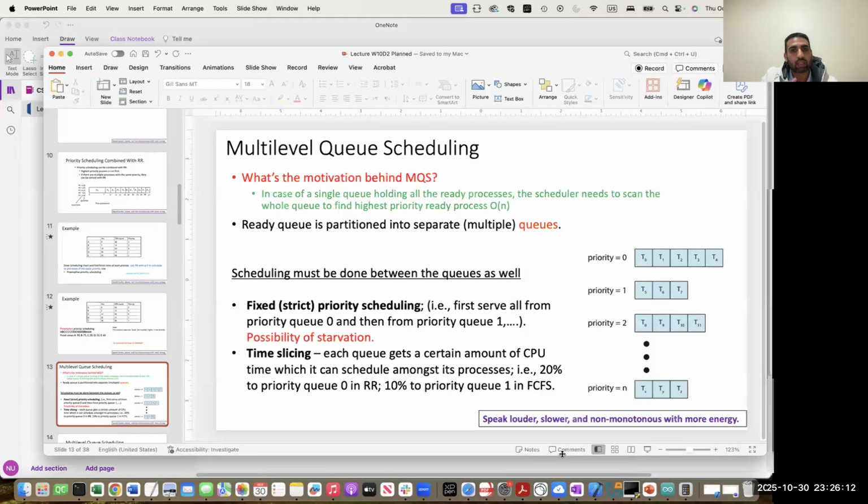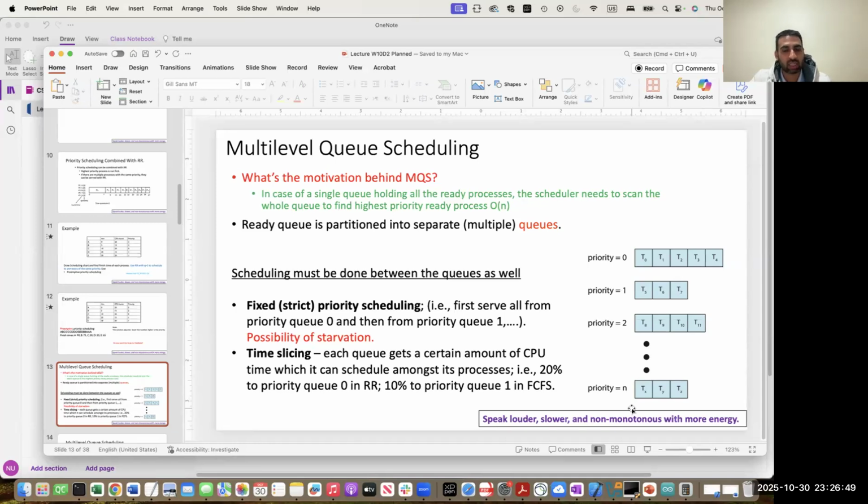So what we can do is maintain multiple queues, right? You can have a separate ready queue for processes at distinct priority levels. For example, you have a separate queue of all the processes which have the priority level of 0, like thread 0, thread 1, thread 2, up to thread 4. And you maintain a separate ready queue for all the threads which have priority level 1, and priority level 2, up to priority level n, right? So now how does it help?